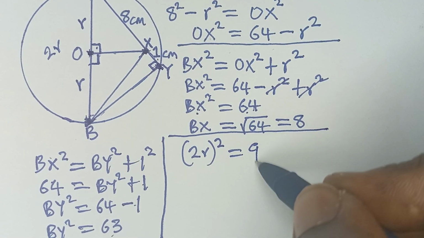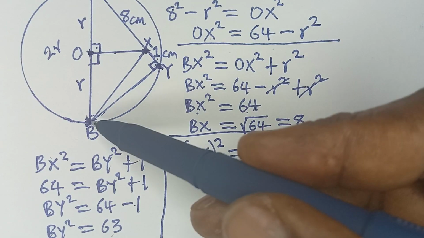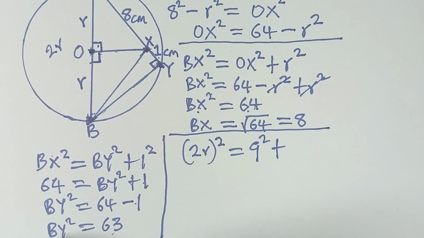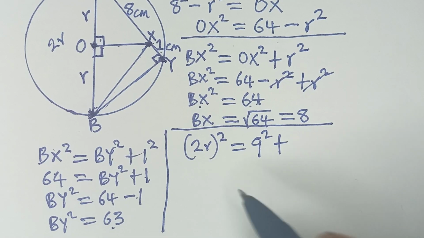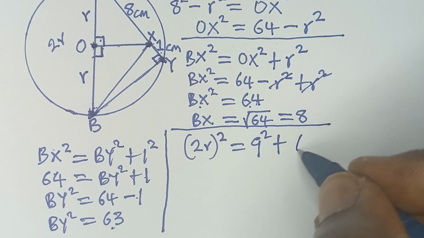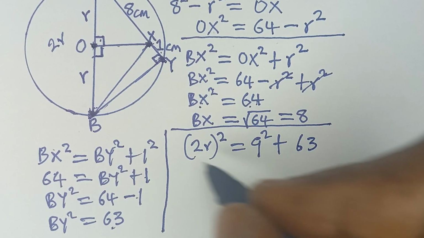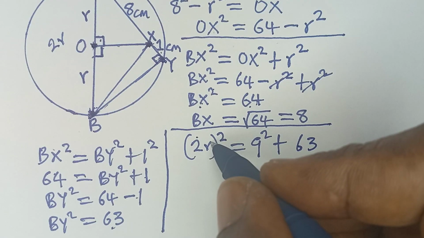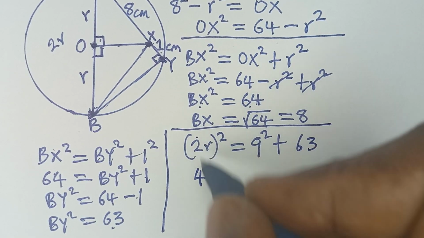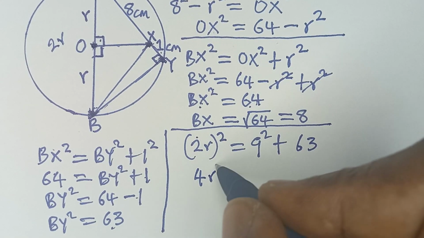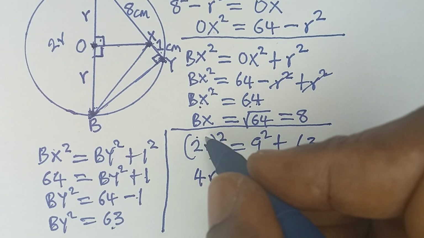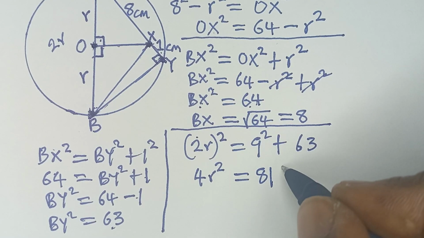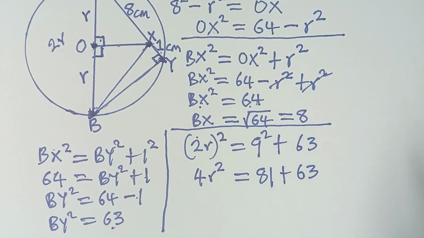So I'm going to say 9 square plus the square of BY, that is BY square. And BY square, we already have here as 63. So the square of this power here affects the 2 and the r. So it's going to be 4. 2 square is 4, and then r square, because the power here affects the 2 terms inside the bracket. And that will be equal to 9 square is 81 plus 63.